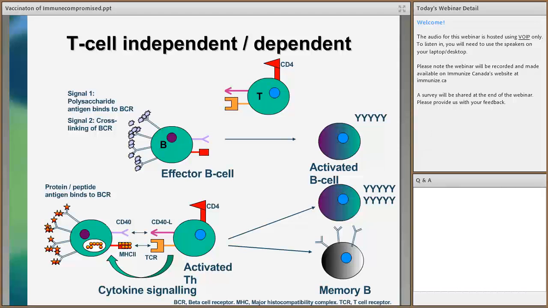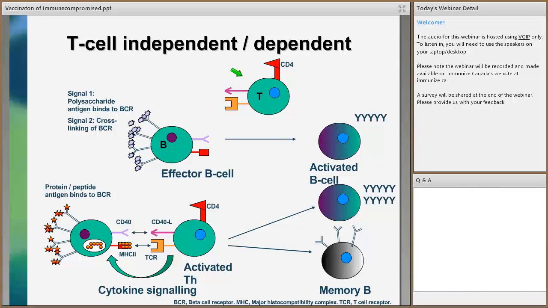So the T-cell independent response is what we get with the polysaccharide vaccine. In this case, the polysaccharide binds to the B cell receptor. This leads to cross-linking of the B cell receptor and eventually leads to an activated B cell. It actually requires no T cell help to do this.